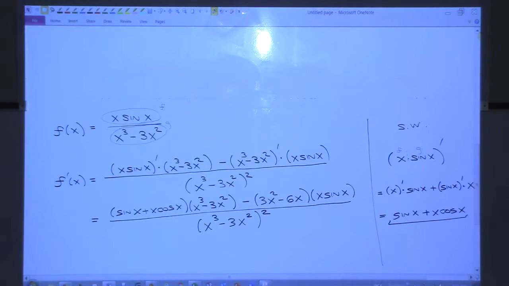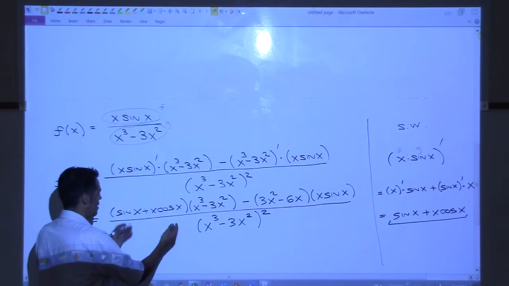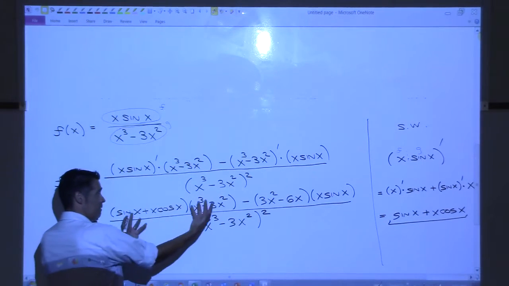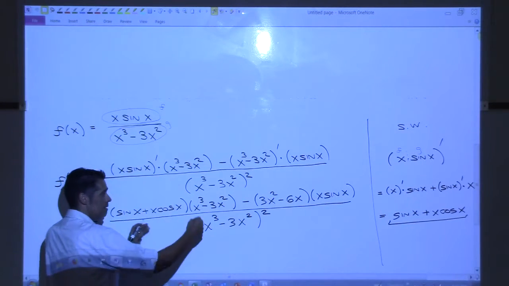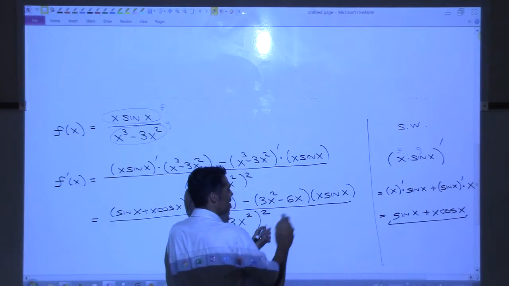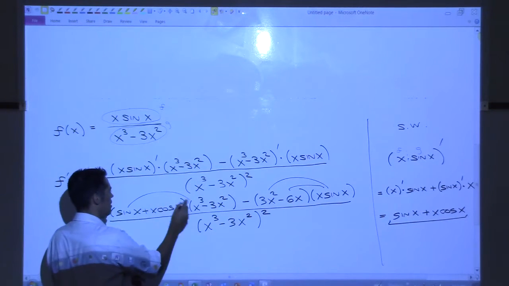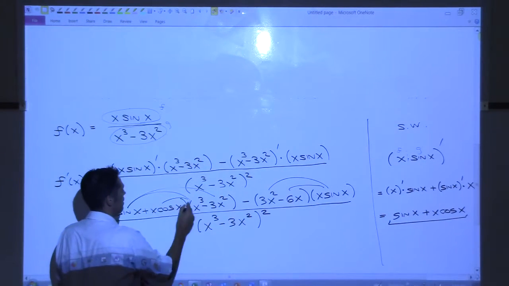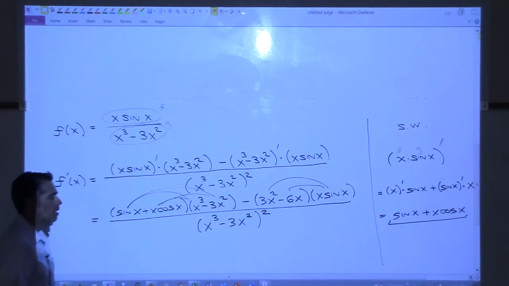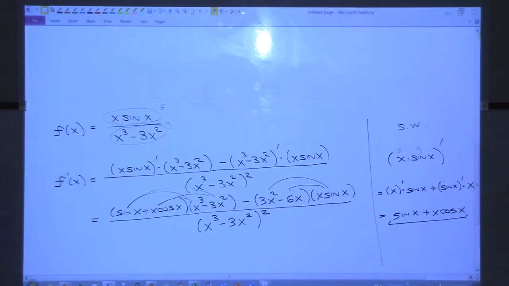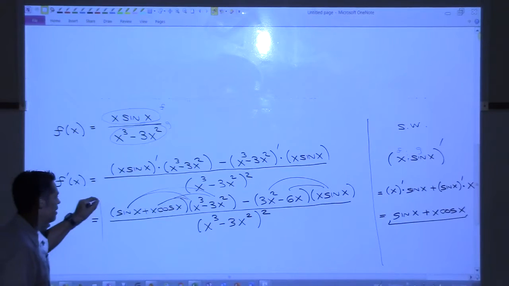In terms of cleaning things up, you would have to FOIL this out, right? If you multiply these together, you'd have to FOIL it. Here, that's only one term, so you just go here to here. This one you would have to go here to here, here to here, here to here, here to here. But on your test, what I'm looking for when I give you these problems is this answer right here.